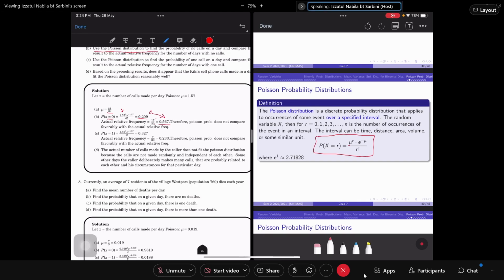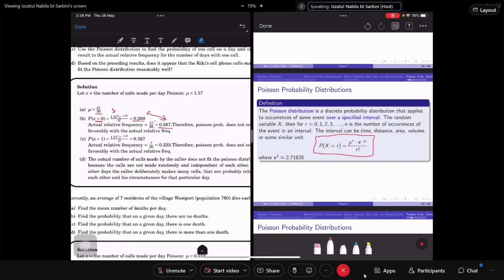So when you compare these two, it's supposed to be equal or almost the same. When you look at this, it's not the same, right? So the Poisson probability does not compare favorably with the actual relative frequency. It's far, right? It's not the same. So it cannot be compared. Okay. Later on I will explain why.